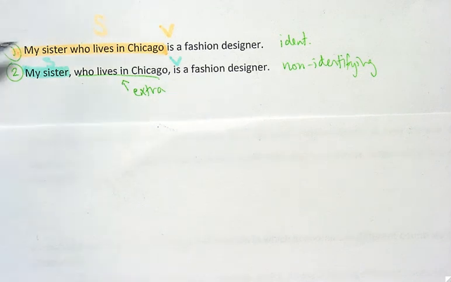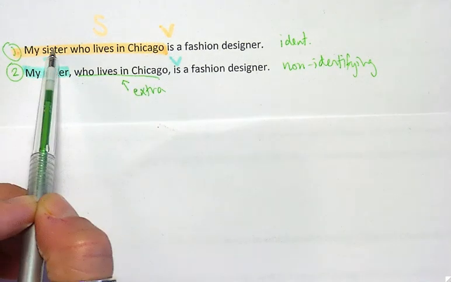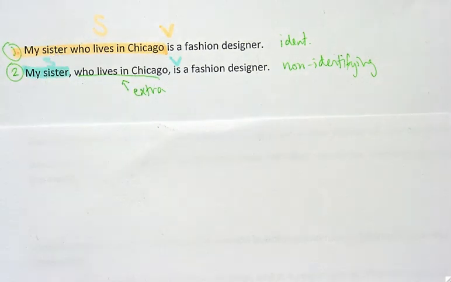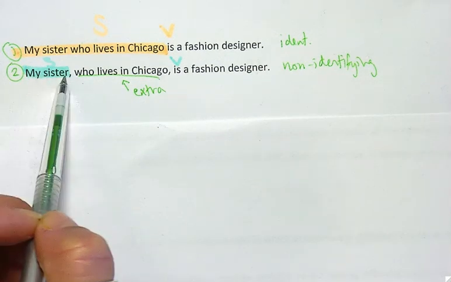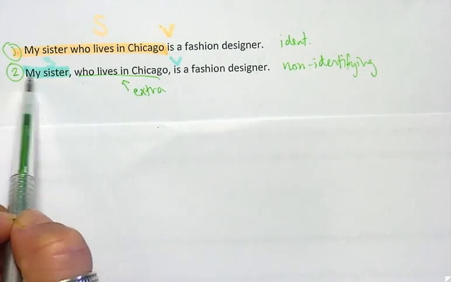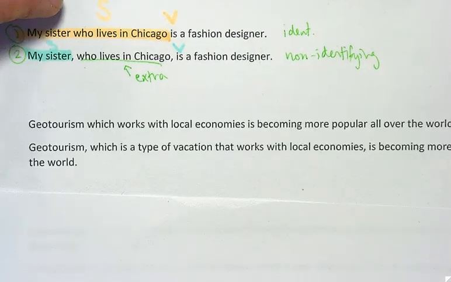And as a reader, when you are reading, you need to understand that it's the Chicago sister, not just my sister. You also need to understand that this one means I only have one sister. I can find which sister by just these two words. We're going to look at another example.